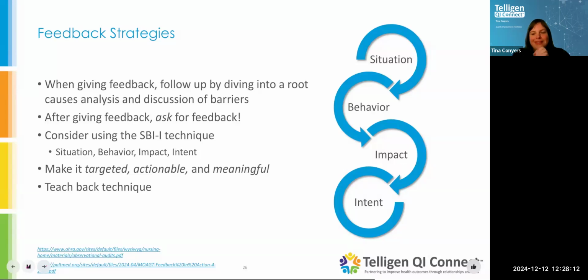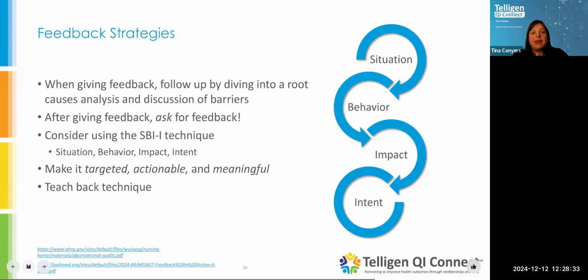Given that I know time is coming up, I want to talk about SBII. So when you're giving feedback, if you want a mechanism to draw back on, you can use this one. S is talking about the situation. You're just going to be specific about when and where you saw the behavior.